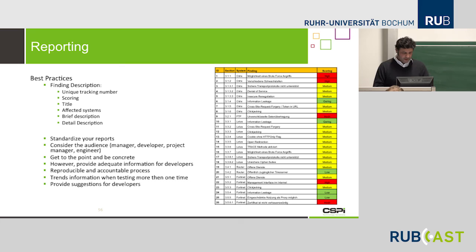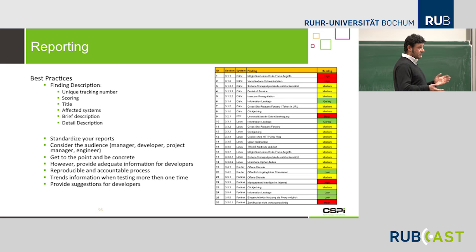Again, the same topics, the best practices regarding descriptions, unique tracking number, and so on, scoring, title. I will just skip this. You can read this later. Then standardize your reports. It's very important. You don't want to write every report from the beginning. Create really a skeleton here.